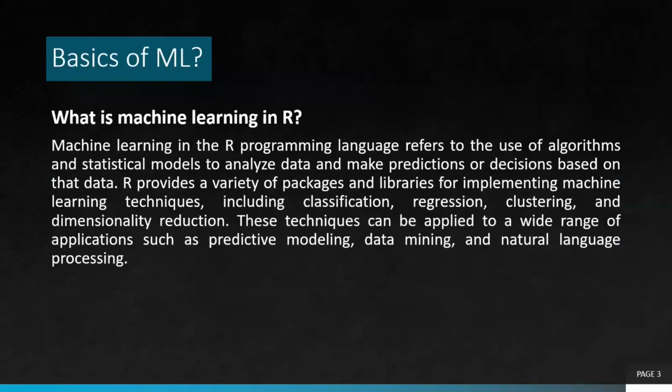So what is actually machine learning in R? Machine learning in the R programming language refers to the use of algorithms and statistical models to analyze data and make predictions or decisions based on that data. R provides a variety of packages and libraries for implementing machine learning techniques, including classification, regression, clustering, and dimensionality reduction. These techniques can be applied to a wide range of applications such as predictive modeling, data mining, and natural language processing.